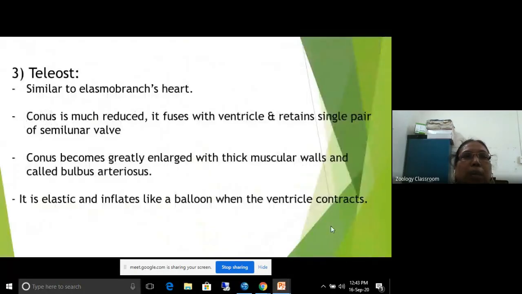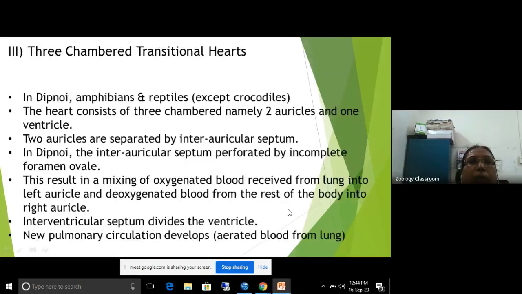The next one is the bony fishes. The conus is much reduced in bony fishes. For example, in rohu, whereas in dogfish there are 3 pairs of semilunar valves, in bony fishes there is a single pair of semilunar valves. The conus becomes greatly enlarged with thick muscular walls. It is called the bulbus arteriosus, and it is elastic and inflates like a balloon when the ventricle contracts. We see it also in the diagram.